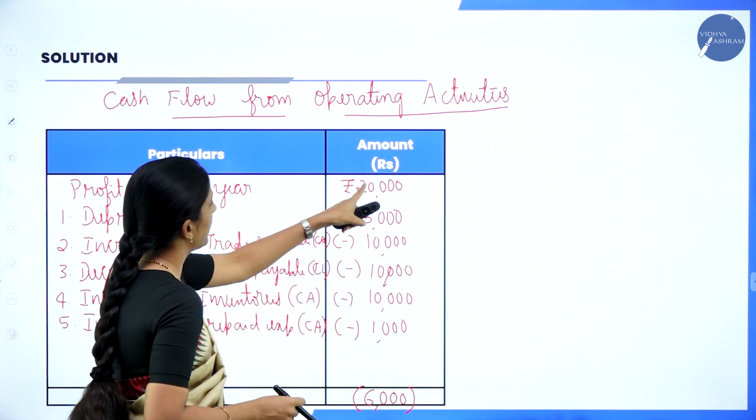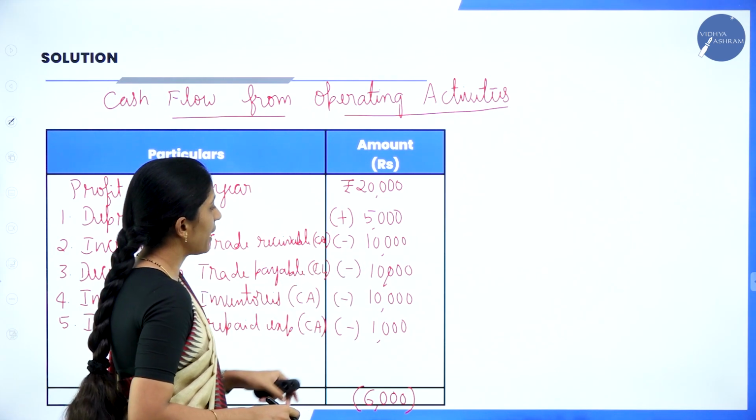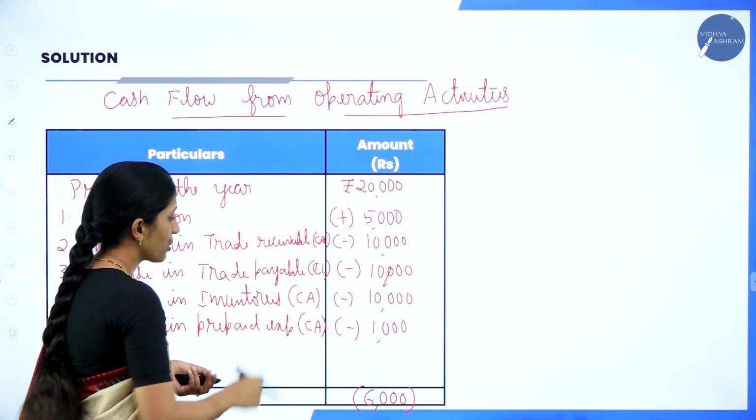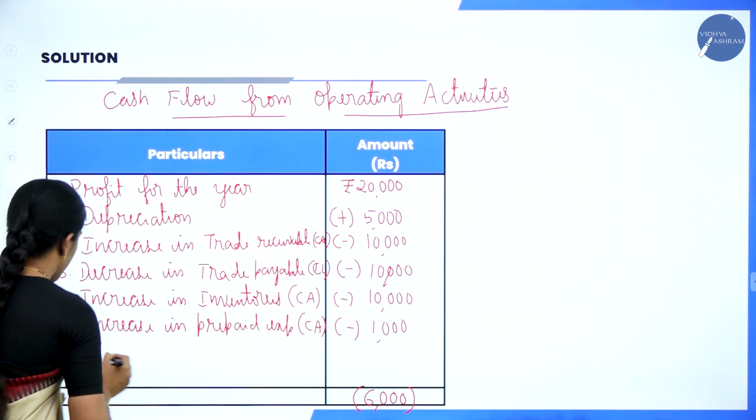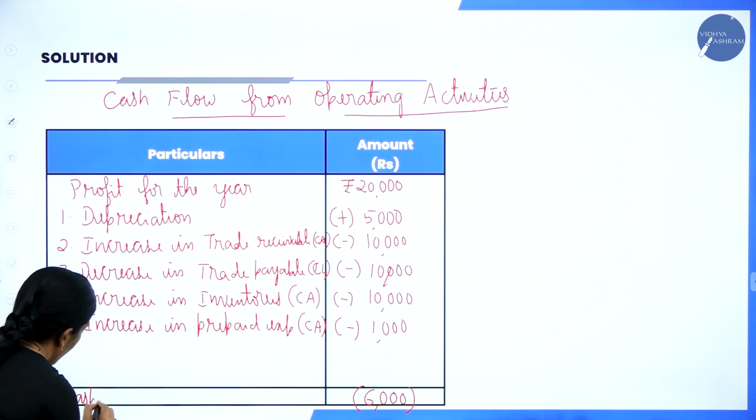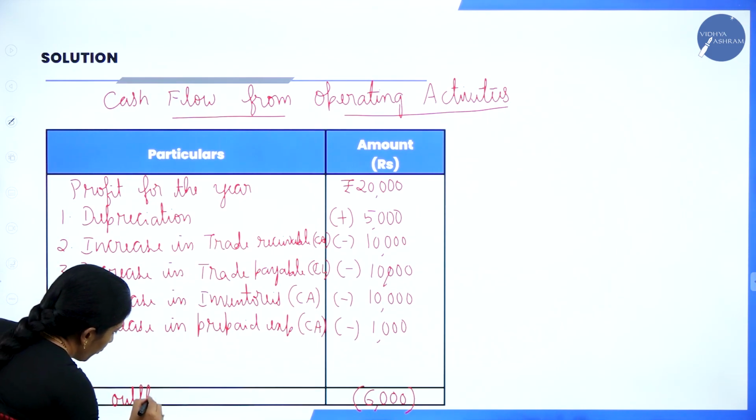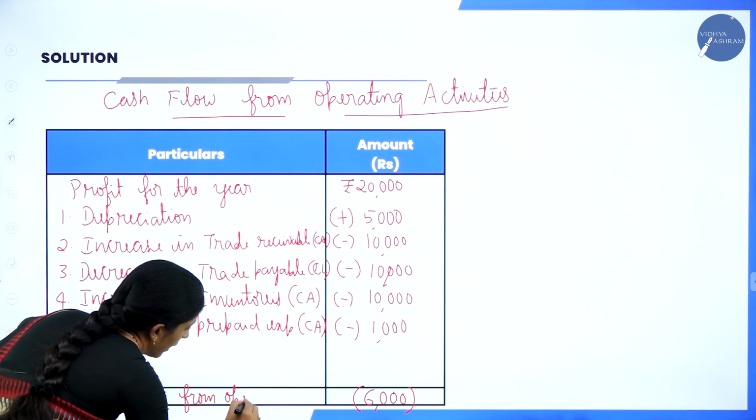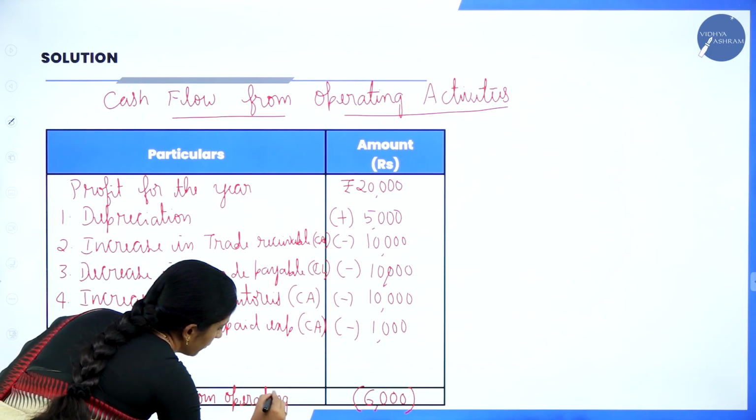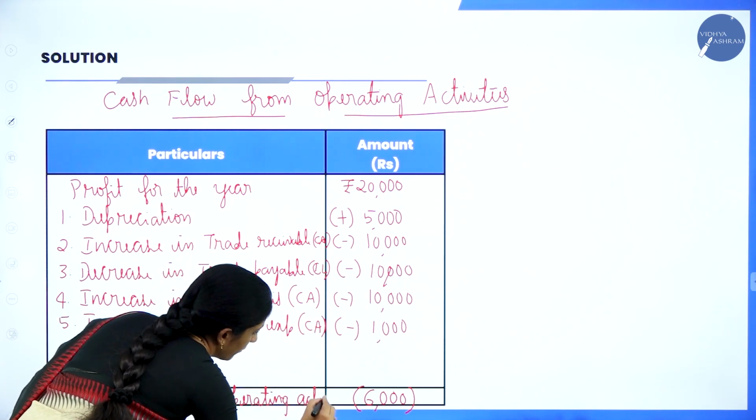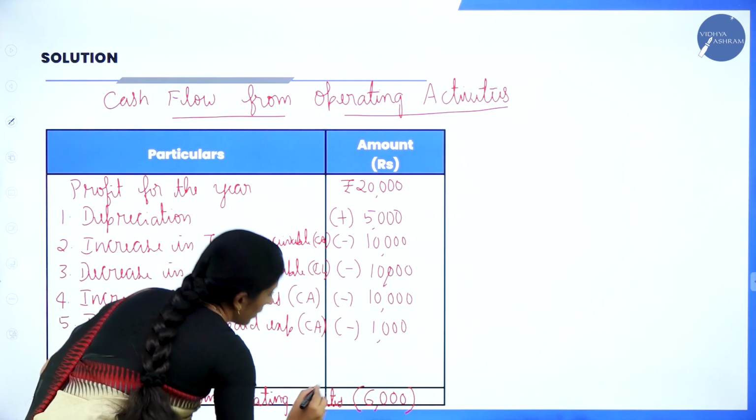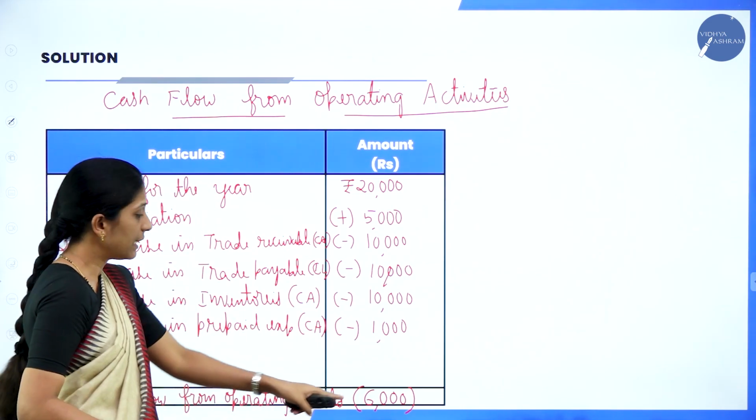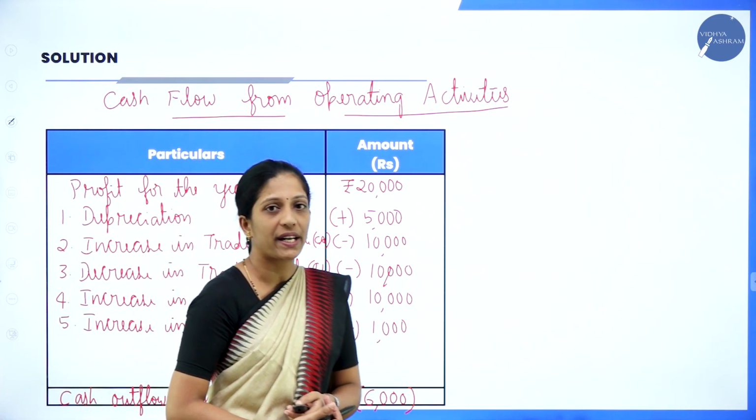Once again we shall see. 20 plus 5, 25,000. 25,000 minus 31,000, it will be minus 6,000. So it is a negative. So it is cash outflow from operating activities. This is in the negative, so it is cash outflow from operating activities.